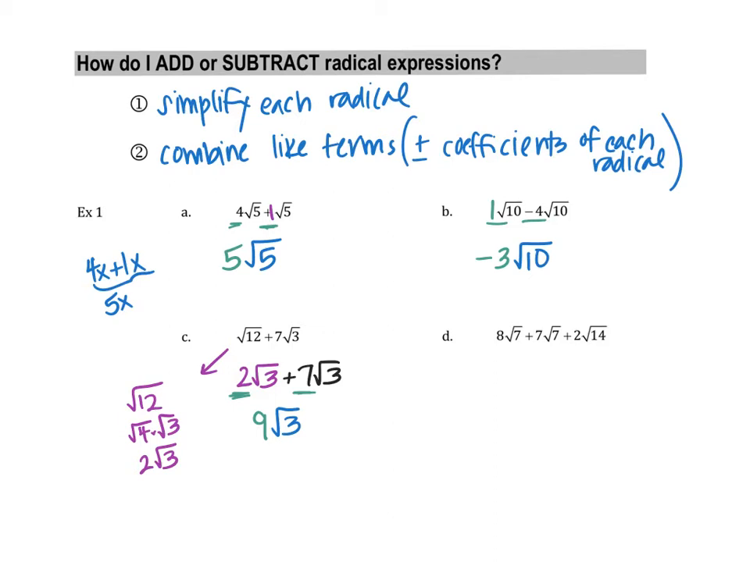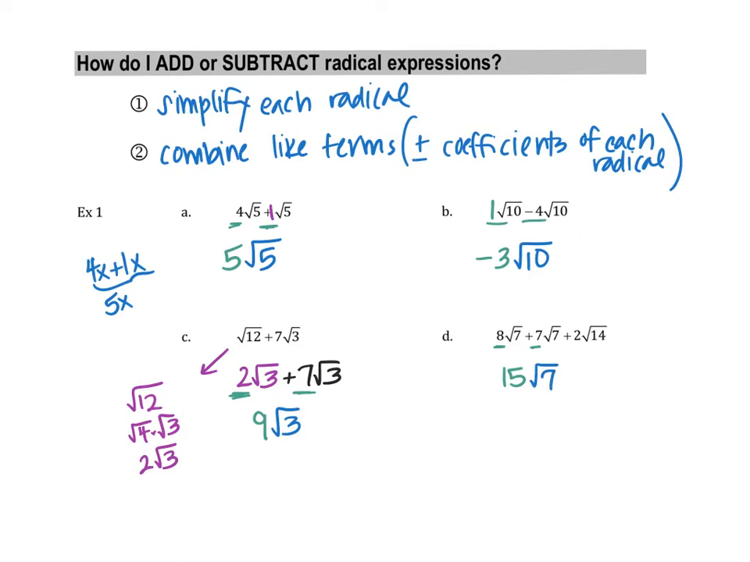And looking at D, I notice, so square root of 7, I can't simplify. Square root of 14, I cannot simplify. So what I want to do is I want to add my like term. So I can only combine these two terms, the first two, because they have a radical 7. And so I'm going to combine those together. So 8 plus 7 is 15. My radical does not change.